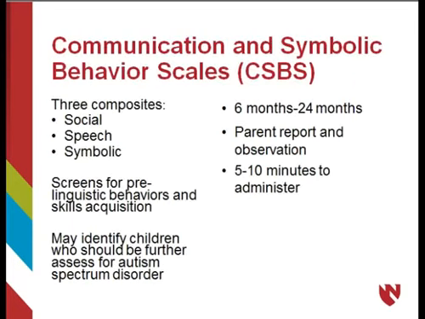Thus far, we've explored some screeners that look at overall development and also ones that look at social emotional development. Next, we're going to take a look at one that looks solely at communication and symbolic development in children. It's called the Communication and Symbolic Behavior Scales, or the CSBS. The CSBS is a 24-item checklist that's organized into 7 different clusters and gives you 3 composites. It screens for pre-linguistic behaviors and skill acquisition, and it may identify children that need further assessment for autism disorders.